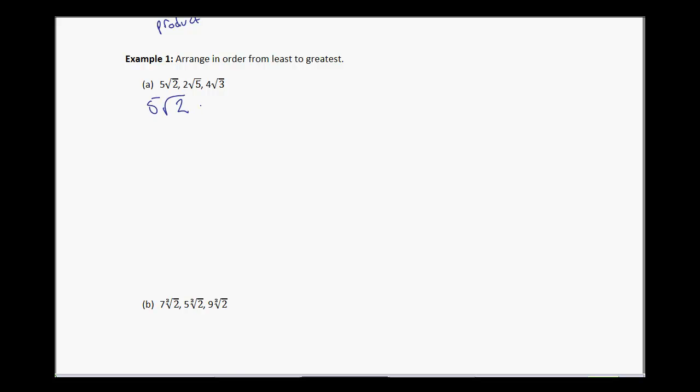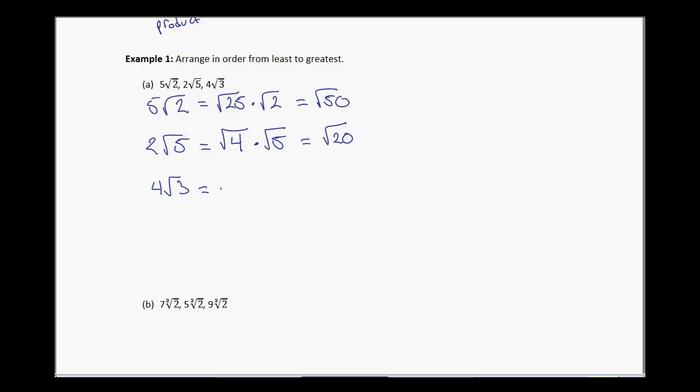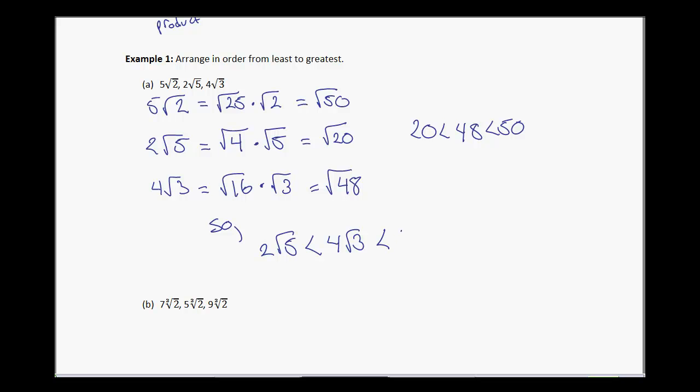So 5 root 2 is the same as the square of 5, which is square root 25, times root 2, which becomes root 50, since 2 times 25 is 50. 2 root 5 is the same as writing 2 squared is 4, square root 4 times square root 5, and 5 times 4 is 20. And 4 root 3 is 4 squared, which is square root 16, and root 3 times 16 is square root 48. Now here we can see that 20 is less than 48, which is less than 50. So our final answer is that 2 root 5 is less than 4 root 3, which is less than 5 root 2. Now we've ordered them from least to greatest.